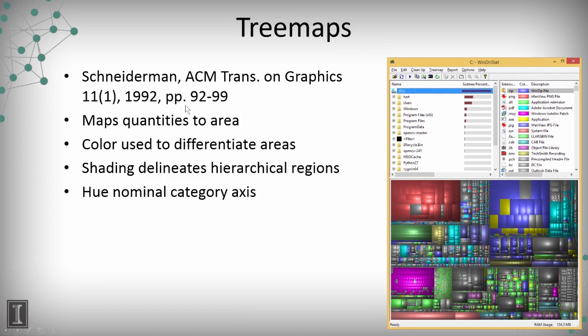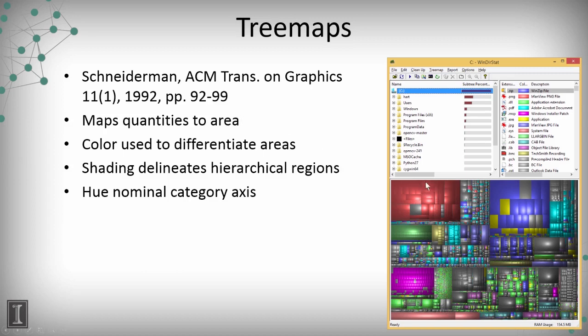One of the methods for displaying hierarchical relationships that I found quite useful is tree maps. Tree maps were introduced by Ben Shneiderman in 1992, and they map hierarchical organizations of quantities into areas. So it's a very visual method for displaying hierarchies based on subset operations.